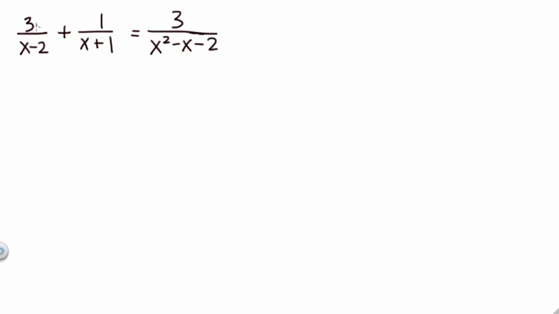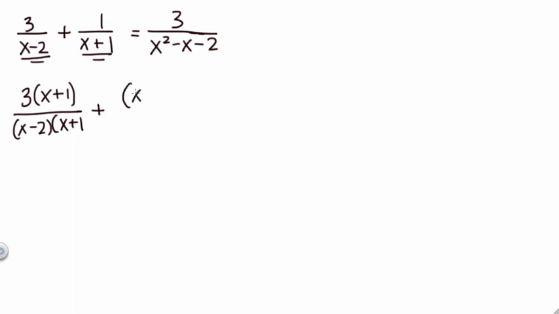Okay, so once again we're dealing with rational expressions, so we need to find the common denominator. So for this one, it's going to be x minus 2 times x plus 1 is going to be our common denominator. So for the first one, I need to multiply by x plus 1, x minus 2 times x plus 1. And then for the second one, I need to multiply it by x minus 2, top and bottom, right? So x plus 1 times x minus 2.